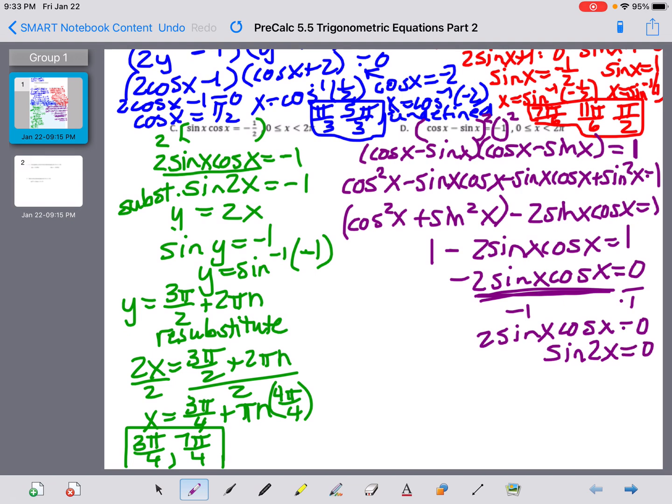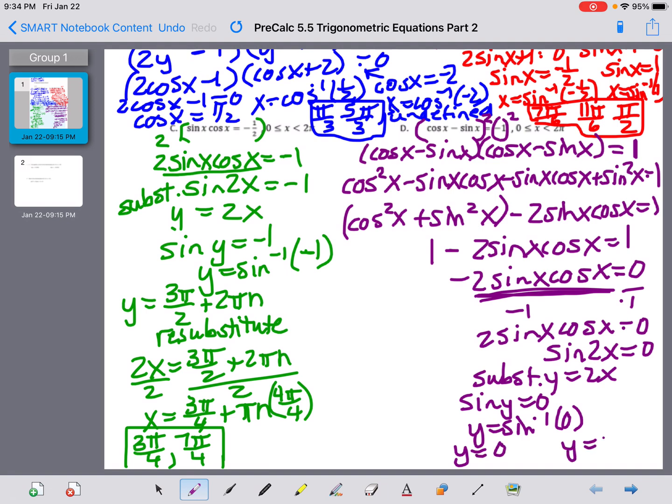Okay, so I'm going to substitute, right? Because I see the double angle there, it's not just x. We're substituting, and I get sine y equals 0. So y is going to be inverse sine of 0. So I'm asking myself, where on my unit circle is my sine equal to 0? And I believe I have 2 spots, right? At 0 and at pi. But don't forget, because I did a substitution for the angle, I have to remember to add my 2 pi n.